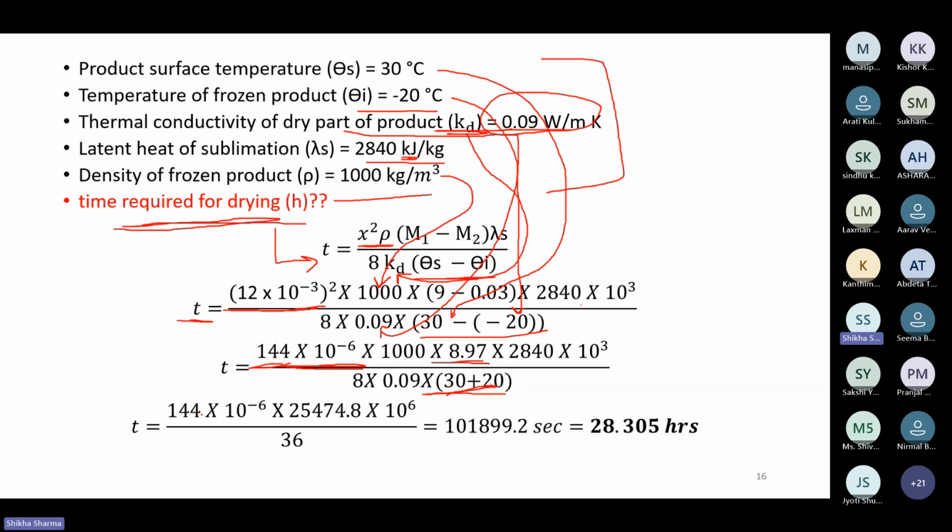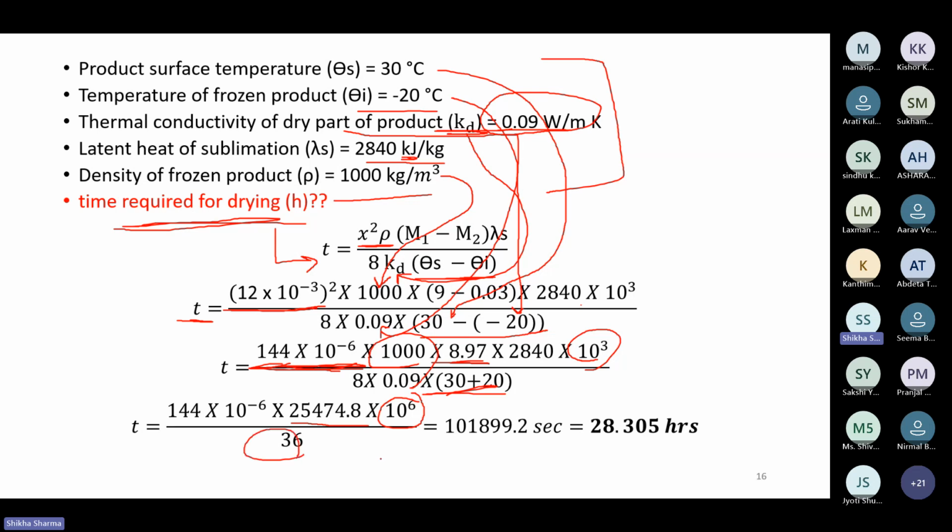So t is equal to 144 into 10 to the power minus 6, multiplying by 10 to the power 3 into 10 to the power 3, which is 10 to the power 6. So we are putting 10 to the power 6, and 8.97 into 2840 is 2547, and in the denominator 8 into 0.09 into 50 is equal to 36.